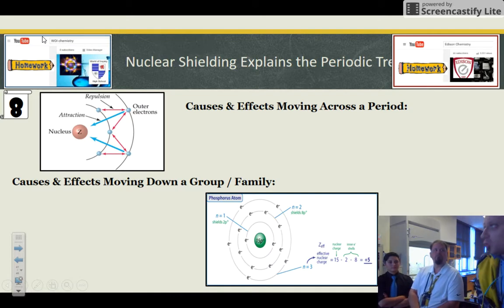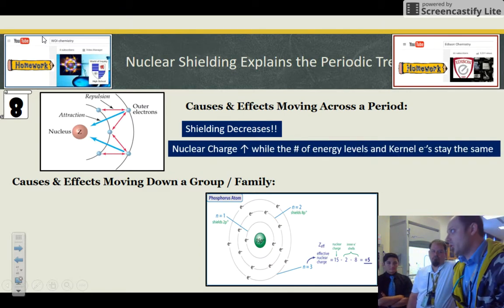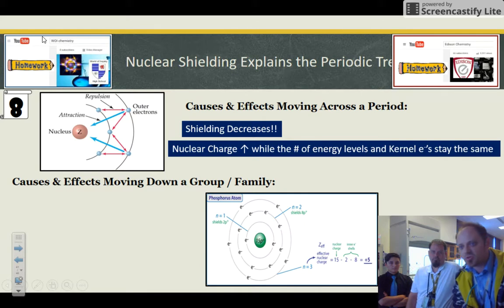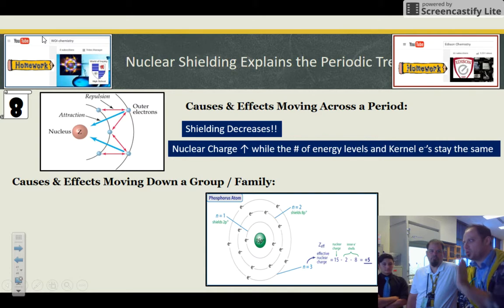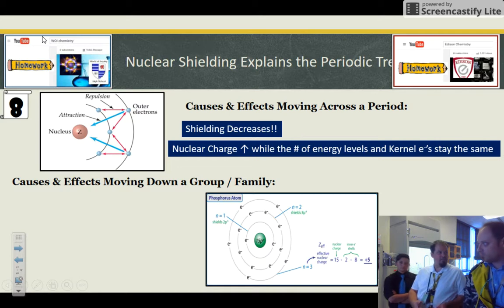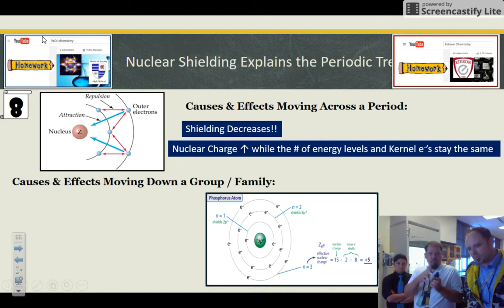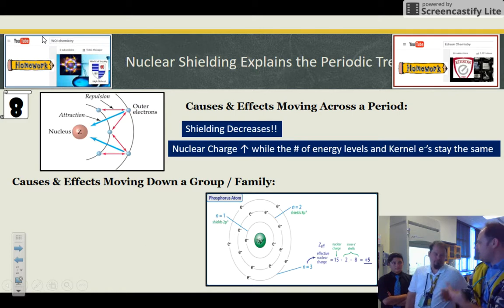Simply put, as you go across a period, shielding decreases. So the nuclear charge increases while the number of energy levels and kernel electrons stay the same. So as you move further to the right across the periodic table, the effective nuclear charge is increasing. Think about that nuclear charge. We know it's the number of protons, the things with the charge in the nucleus. As I go across, I'm adding those, and there's no more interference. So they do their job better. They are more effective. Because while you're also adding electrons, the electrons that you're adding are in the valence shell.